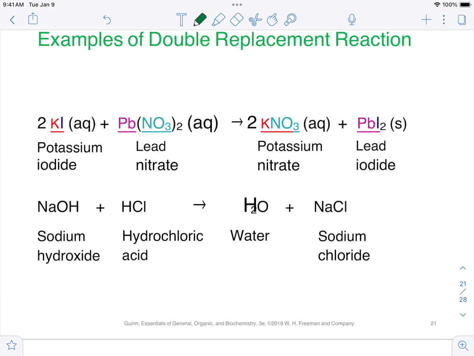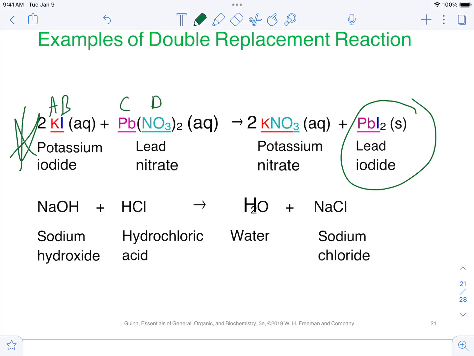Here's another common example, the top one used in high school labs. So you have potassium iodide. This is a clear colorless solution mixed with lead nitrate, which again is a clear colorless solution. And what happens is pretty cool. When you mix them, you get a yellow precipitate. A solid forms from two clear liquids. It's a pretty neat lab. So if we're labeling, we would have A and B, C and D, and then we have A, D, C, B.